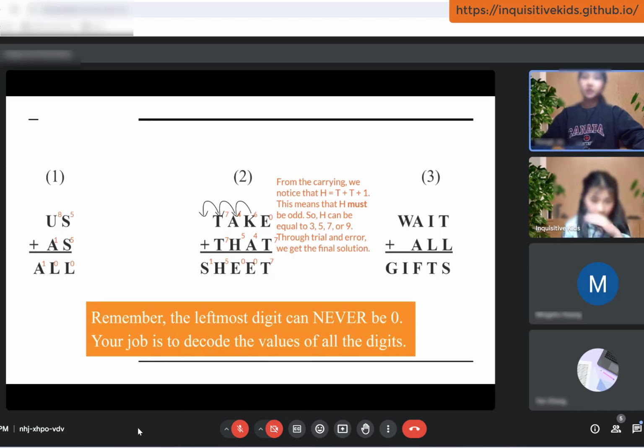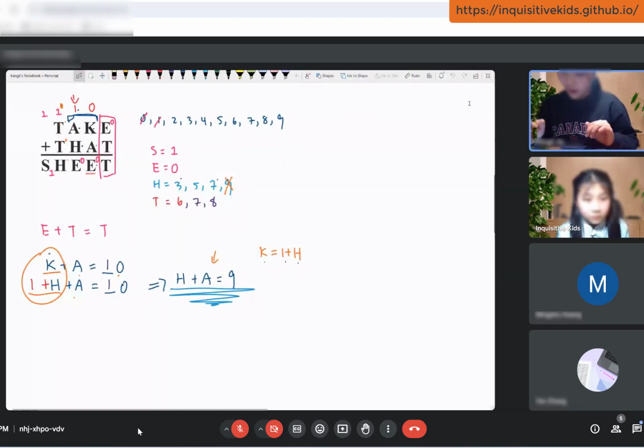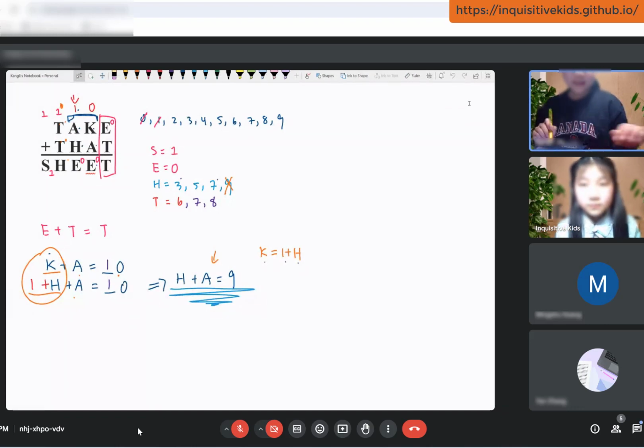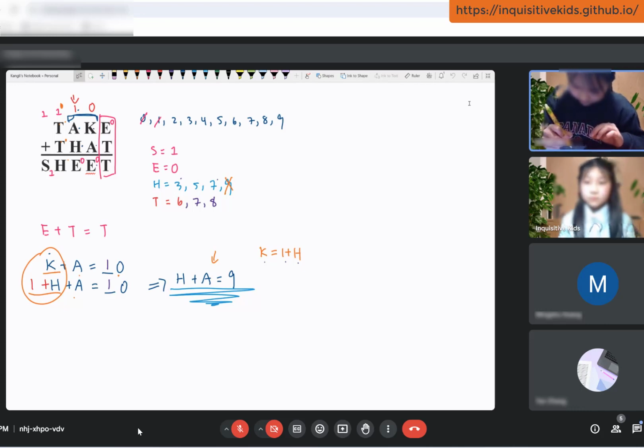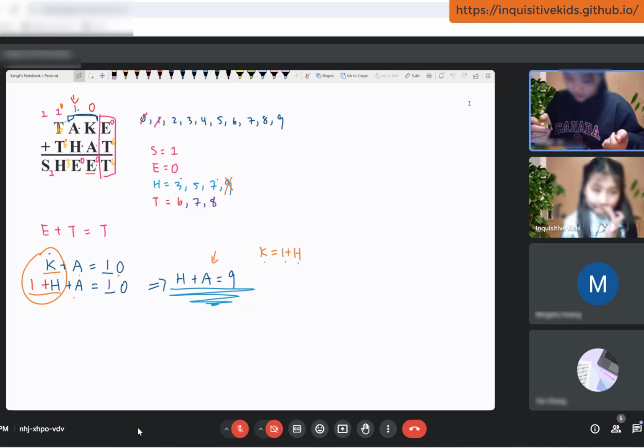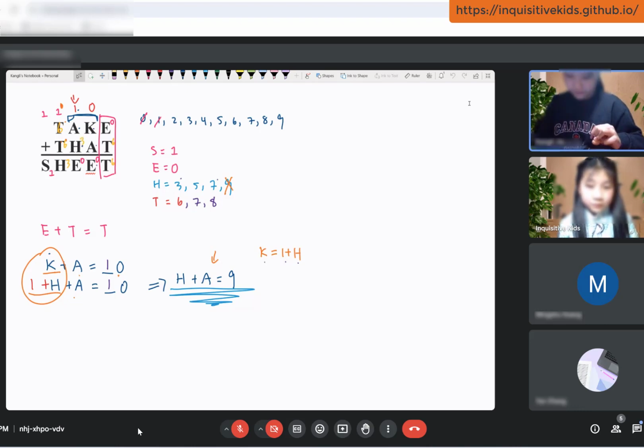So going back here to what we were just doing, we have to do trial and error. So if t equaled 6, then h must equal 3. And then the t over here would also equal 6. And then the h here would equal 3.